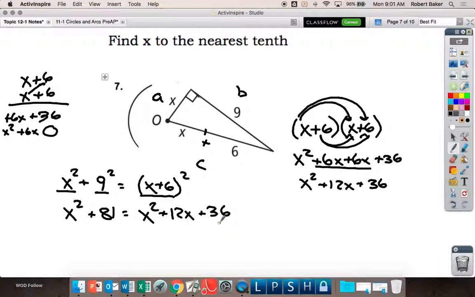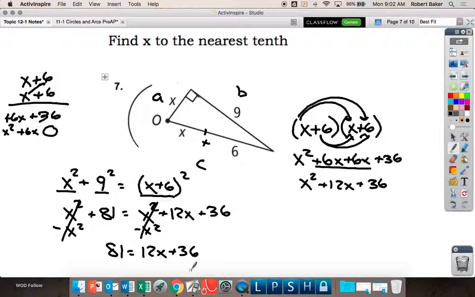Now here's where you guys freak out. Like you don't know how to solve that, do you? Something really, really great happens. Both sides have an x squared, right? So I can subtract x squared from both sides. And they cancel. So you're left with 81 equals 12x plus 36. Which is not bad. Now it's kind of a 1-step, 2-step deal.